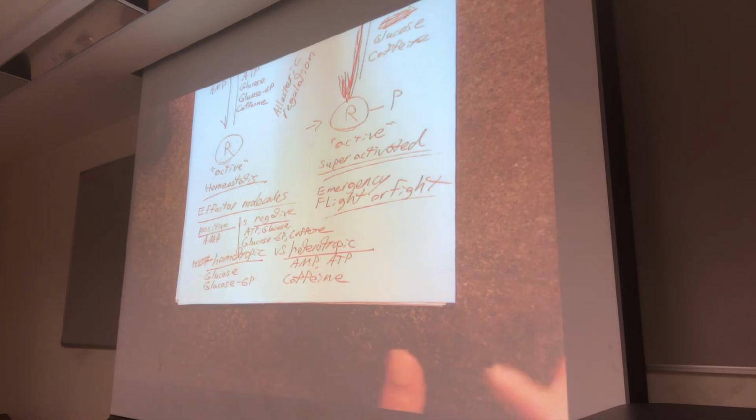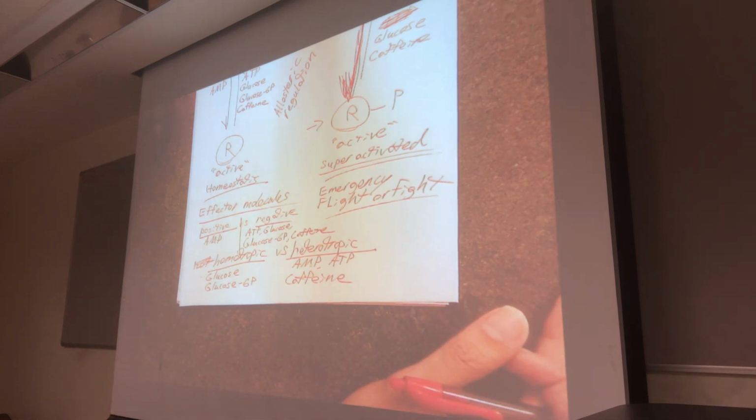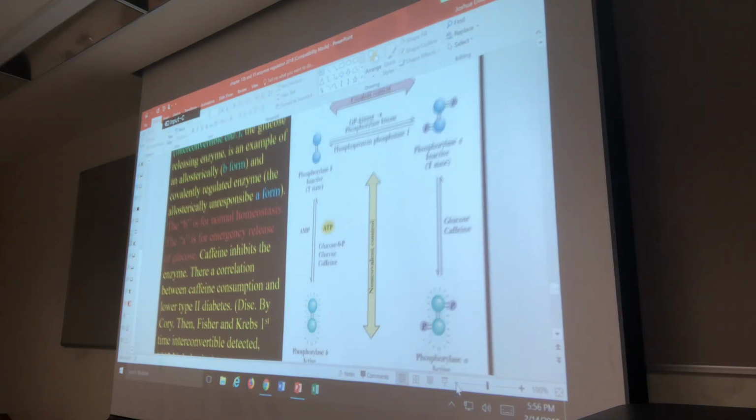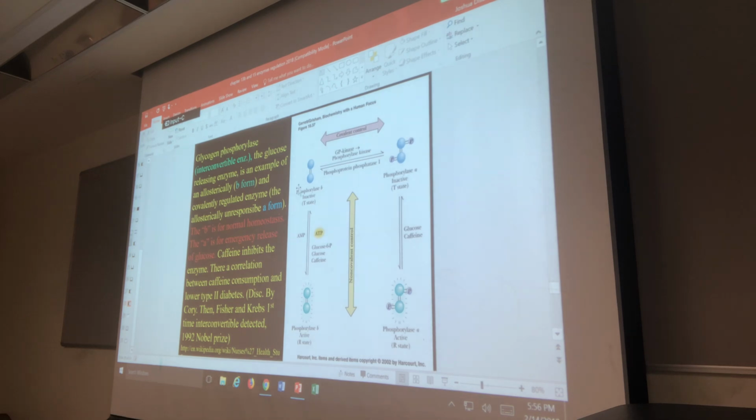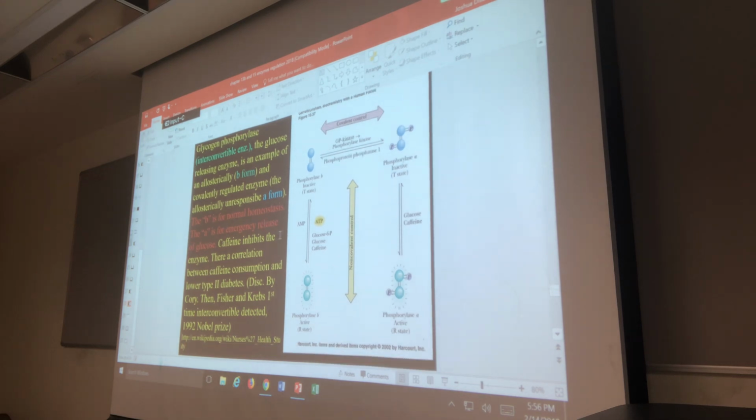All right, let me check to see real quick if I've forgotten anything. Let's see. Yep, normal homeostasis, emergency release, caffeine inhibits it, and so on. There's this nice bonus fact here. I don't need this for the extra credit, but if it shows up as a multiple choice question, remember that it states here that there's a correlation between caffeine consumption and reduced incidence of type 2 diabetes.